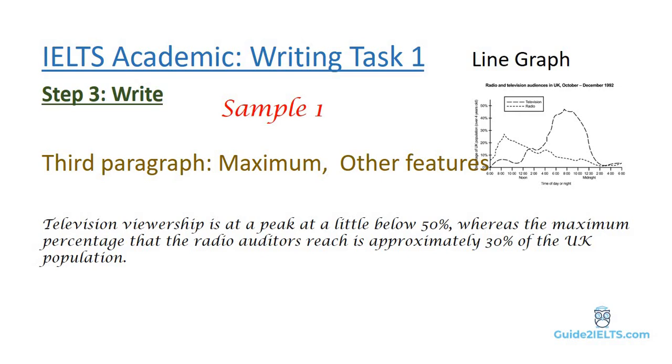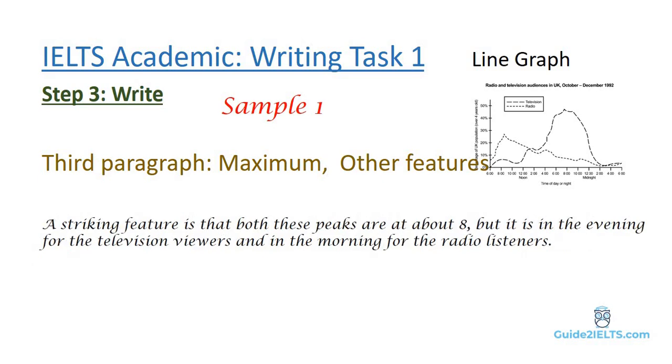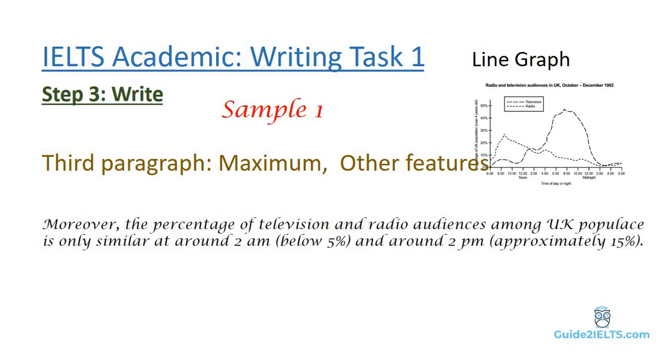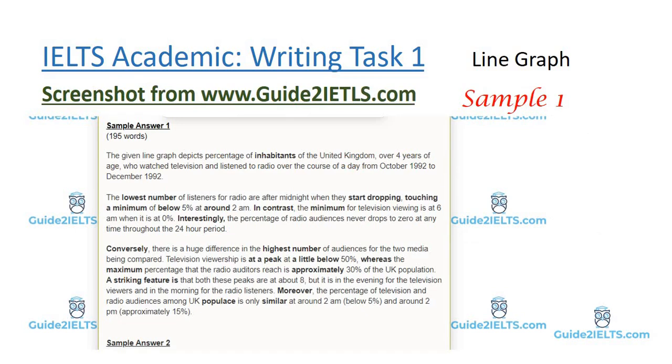We'll write this as, a striking feature is that both these peaks are at about 8, but it is in the evening for the television viewers and in the morning for the radio listeners. Moreover, the percentage of television and radio audiences among UK populace is only similar at around 2 a.m. when it is below 5% and around 2 p.m. at approximately 15%. So this is a screenshot of the whole writing from our website.